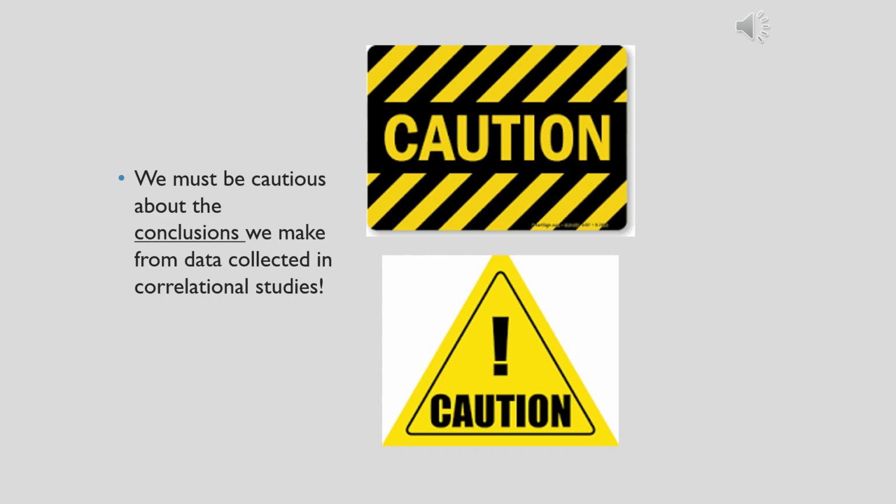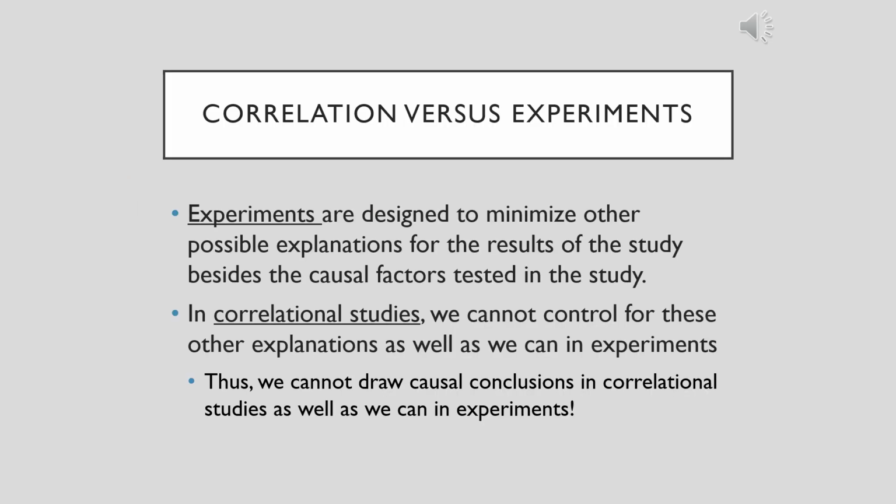But when we use correlational data, we have to be really cautious about the conclusions we make from these data. Because you'll remember in experimental designs, we're randomly assigning participants to different conditions. Therefore, other variables that might affect the outcome, even though we don't want them to, kind of cancel each other out. So that's a way to control for factors outside of the things that we're purposely studying.